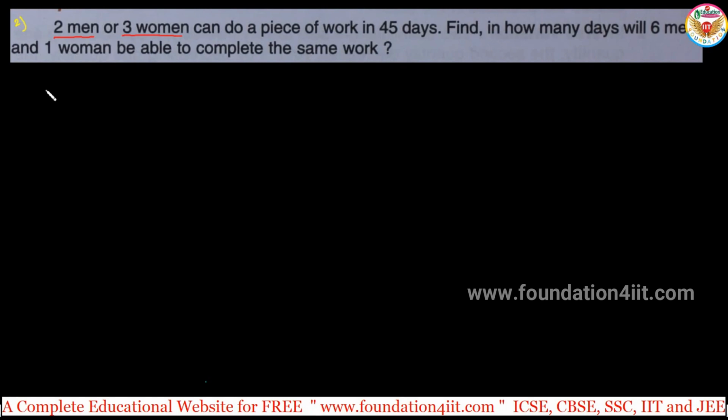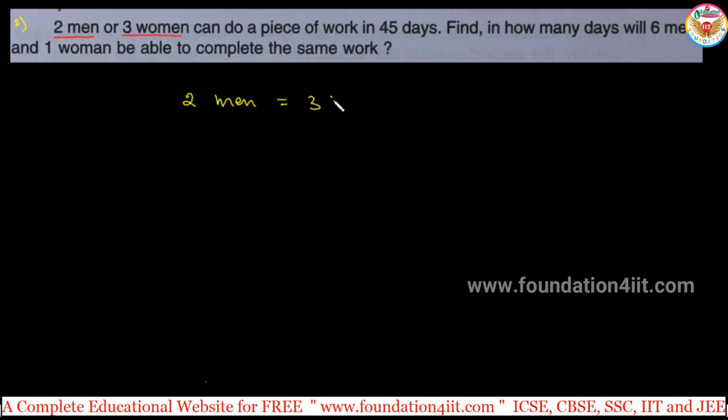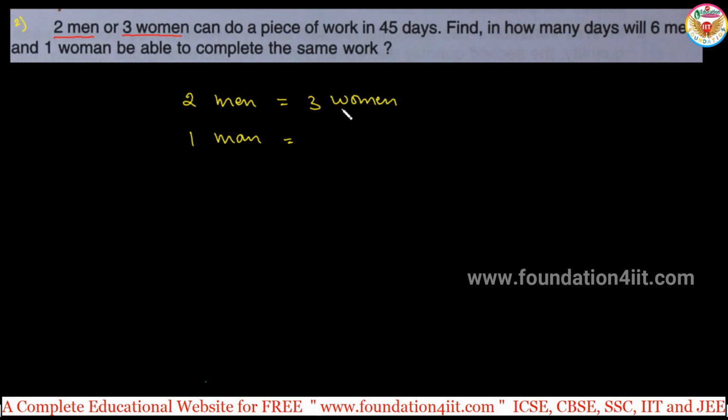If you notice the problem, according to the amount of work done in the same time, 2 men is equal to 3 women. Write this statement: 2 men's capability is exactly equal to 3 women. Then 1 man is 3/2 women. One man's capacity is exactly equal to 3/2 women, right?